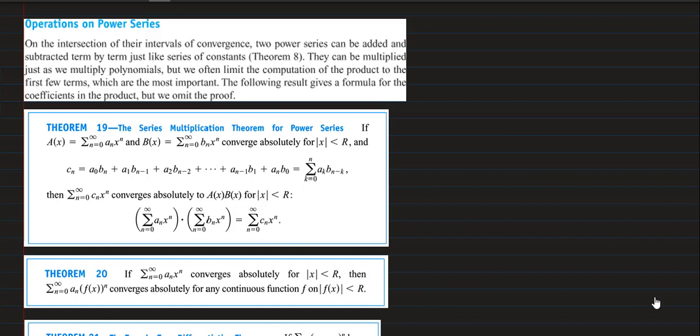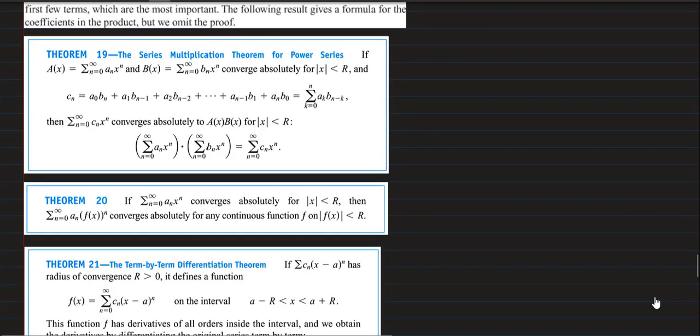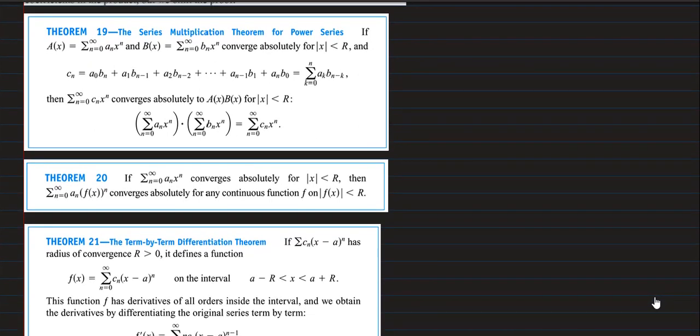They can be multiplied just as we multiply polynomials, but we often limit the computation of the product to just the first few terms because we have to use FOIL or distributive property for multiplication. The following result gives a formula for the coefficients of the product, but we omit the proof because it's really cumbersome. So if you are multiplying two series together, we have a of x and b of x being equal to two infinite power series, and they will converge absolutely for the absolute value of x less than the radius of convergence. And the way you come up with c sub n is this, where k is equal to 0 to infinity.